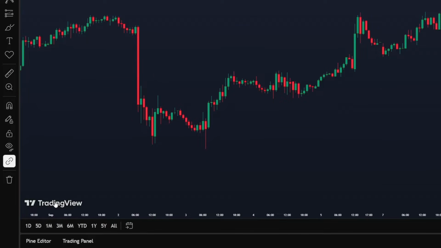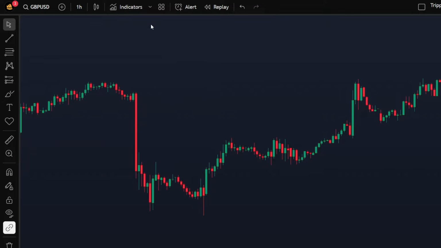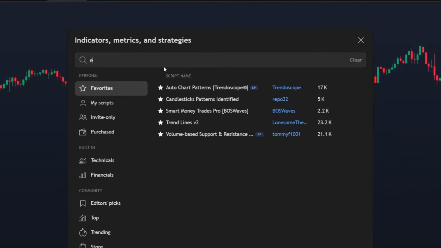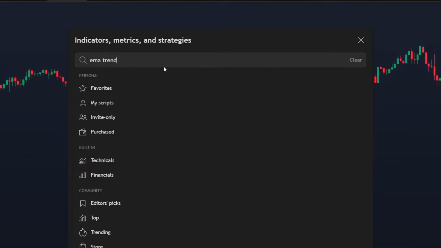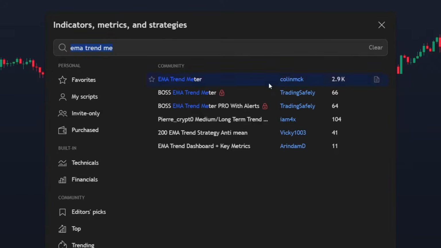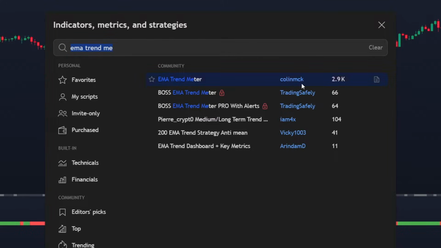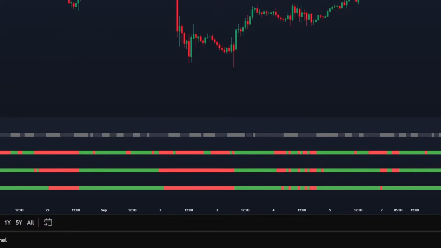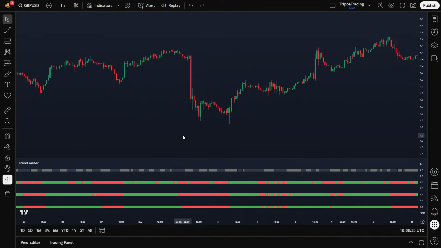All right, I'm on TradingView. Let's add the first indicator. Click on Indicators and search EMA Trend Meter. It's the one created by Colin Mack. Add it to your chart, and you'll see it appear just below the candles. It looks simple but powerful.